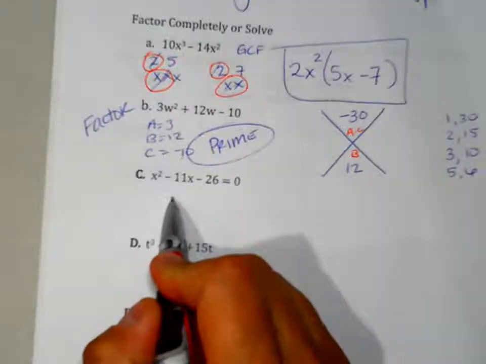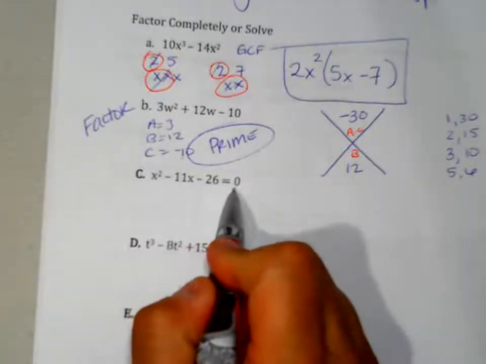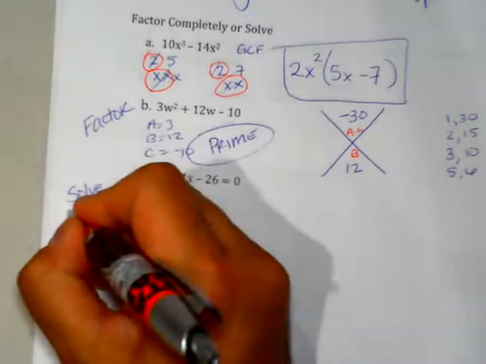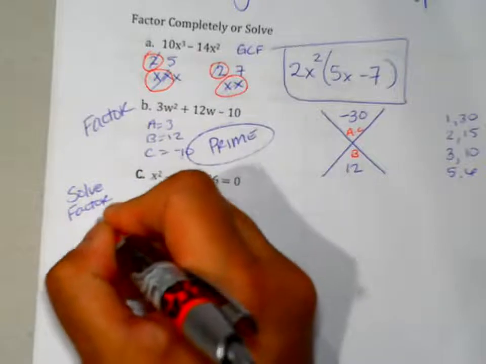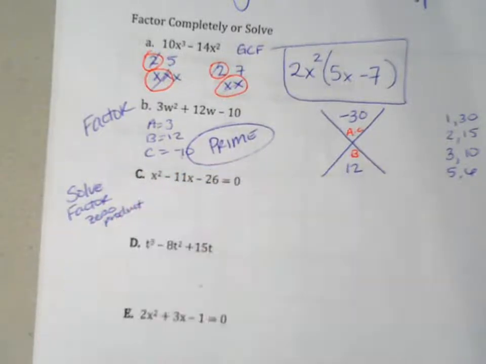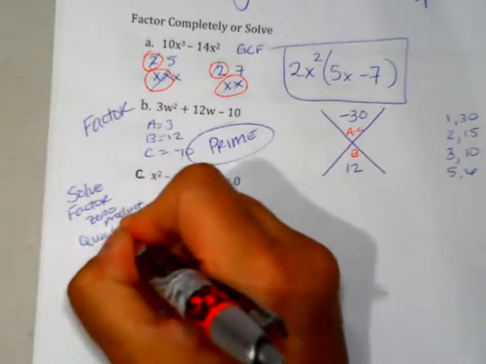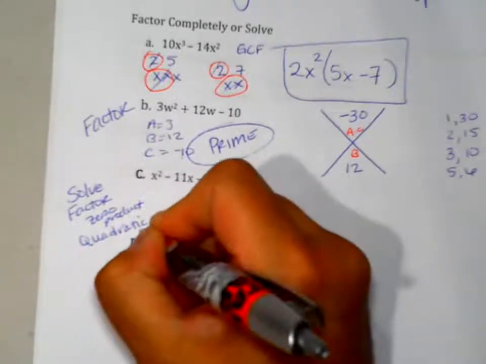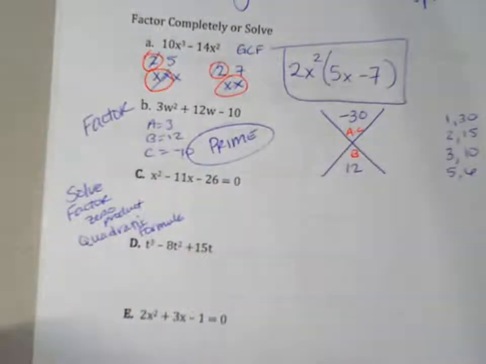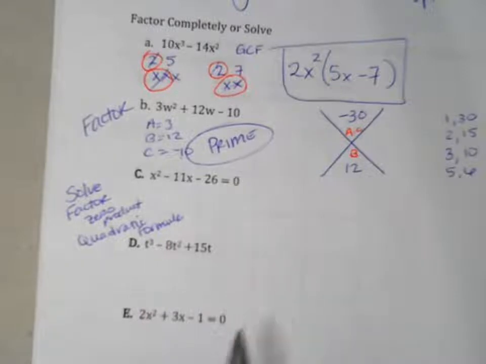Okay, C. There is an equal sign, so I need to solve this. I can either solve it by factoring, and then I use the zero product property, or I can use the quadratic formula. Now, here's a little pro tip for you guys. The quadratic formula works for everything. Any kind of problem like this one, or anything that's got an equal sign in it somewhere, the quadratic formula will work. But sometimes it's just not the fastest.